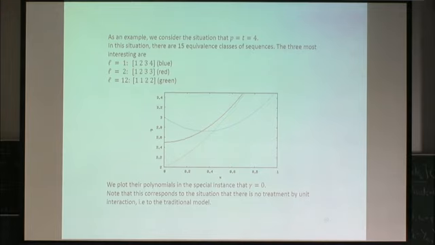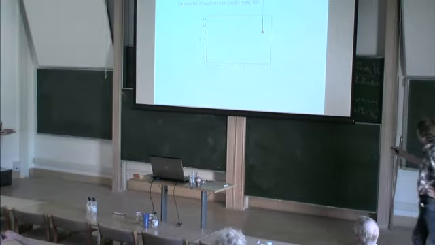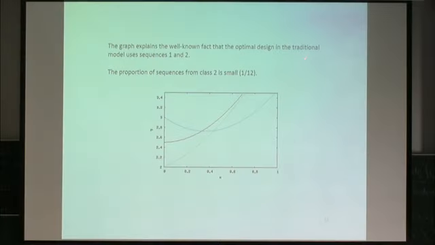And so this graph explains the well-known fact that the optimal design in the traditional model uses sequences 1 and 2. And the proportion of sequences from class 2, the red ones, is small.